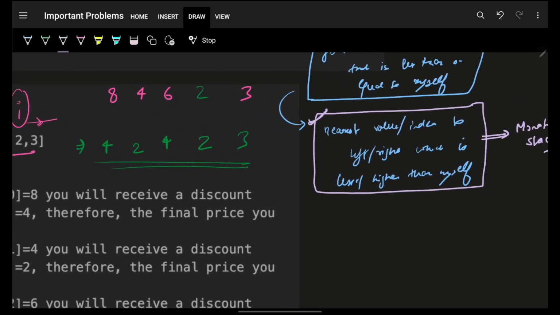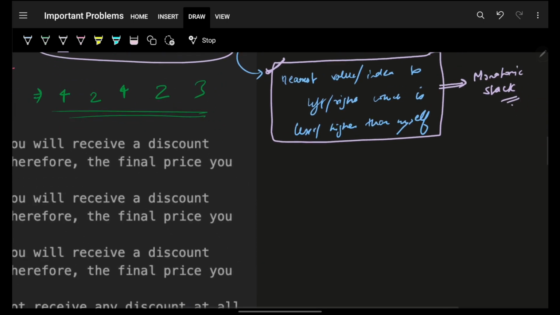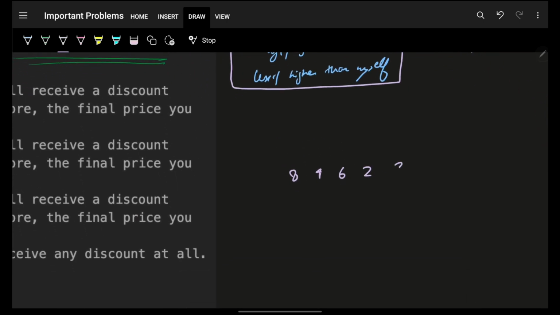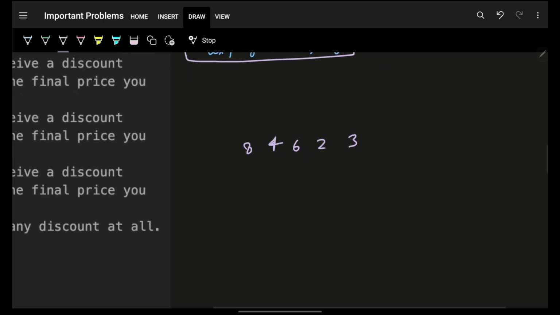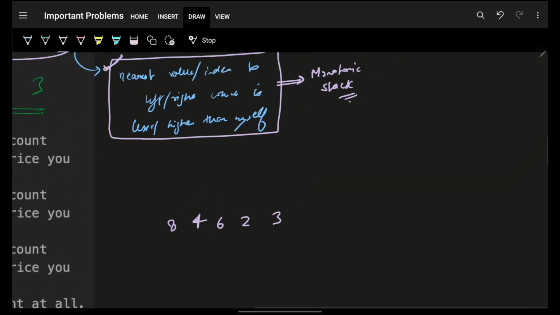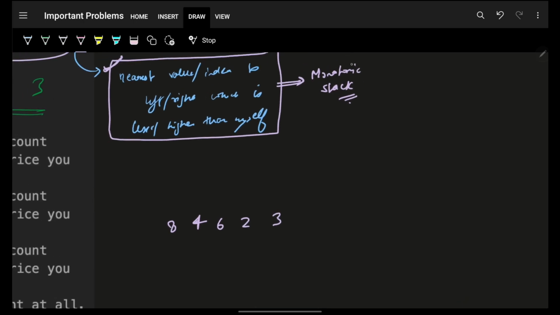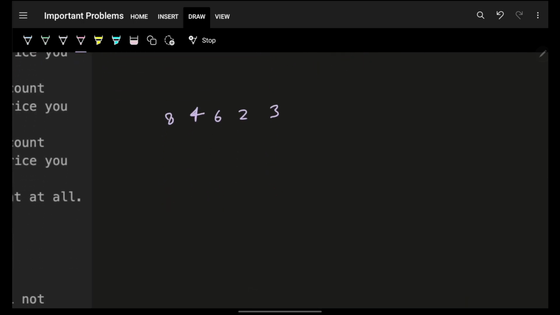Simply see that for this specific case, let's say if I take 8 4 6 2 3, just see that okay, you know that you have to apply monotonic stack. Monotonic stack simply says that I will maintain a monotonic form. Why is it required? It is simply because for 4, if I have anything on the right side, I would only be requiring the one which has the least value.